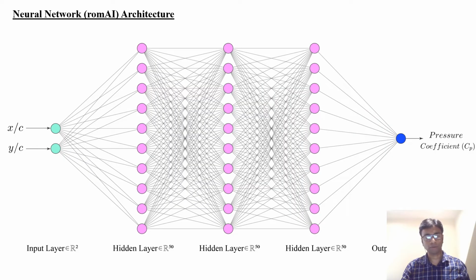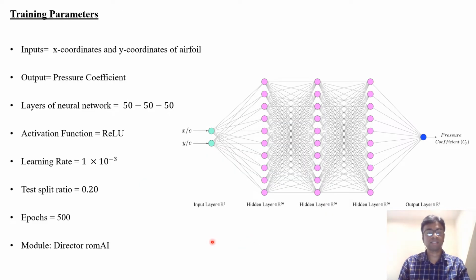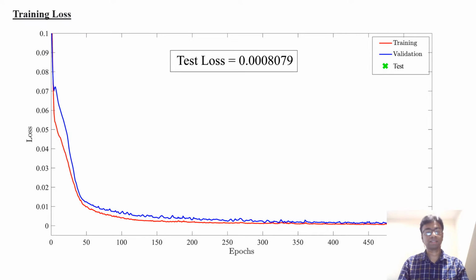This is the architecture of the neural network I've used. So it has two input layers, one output layer, and three hidden layers with 50 neurons each in hidden layers. And these are the training parameters used for training the neural network. And the activation function I use is rectifier linear unit. And these are the learning rate, train split ratio, and epochs is about 500. And the module used is Director Roam AI inside Altair's Activate.